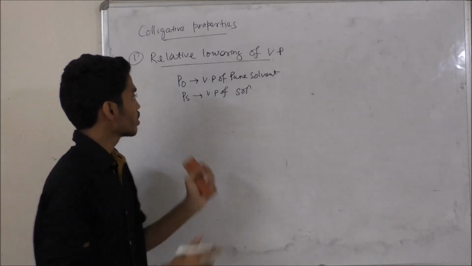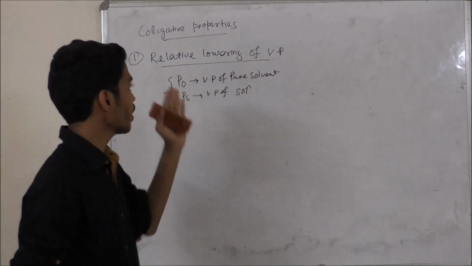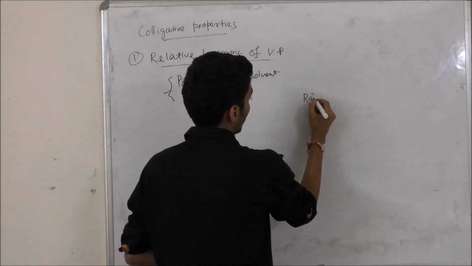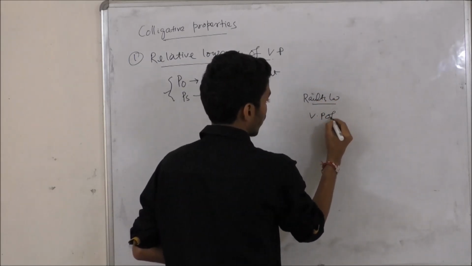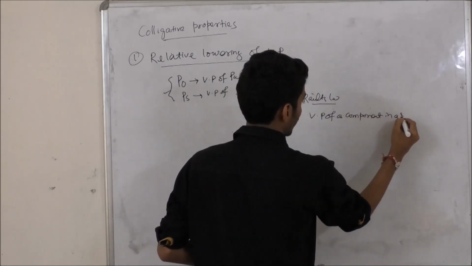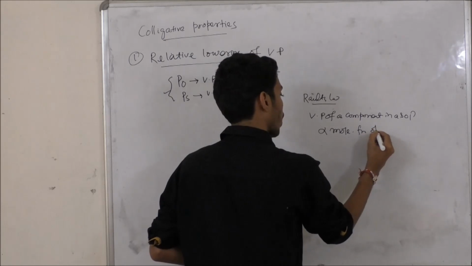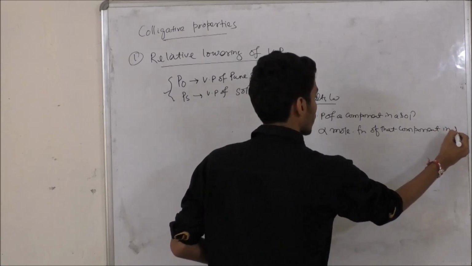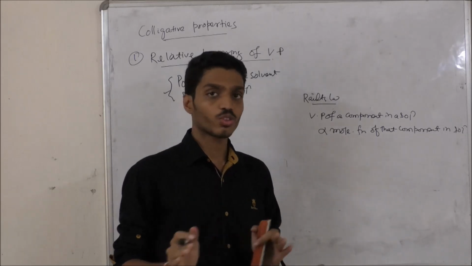Students, here we can use Raoult's law to derive our expression for relative lowering of vapor pressure. How? Let me show you. First, Raoult's law says that the vapor pressure of a component in a solution is directly proportional to the mole fraction of that component in solution. And here our solution is a solution of solute and solvent.